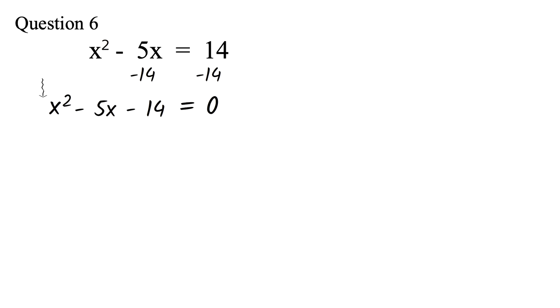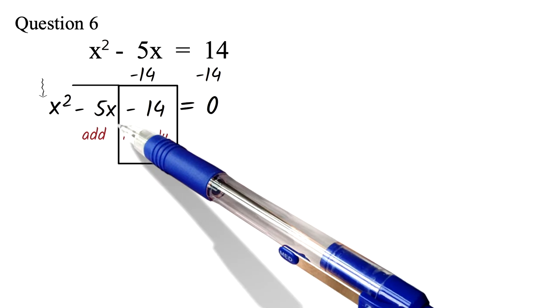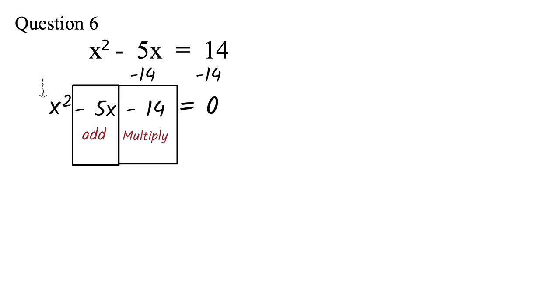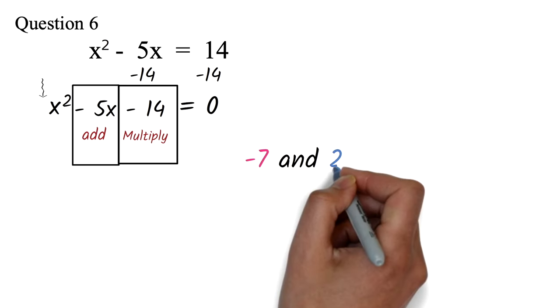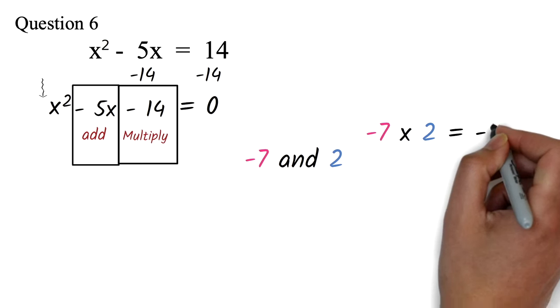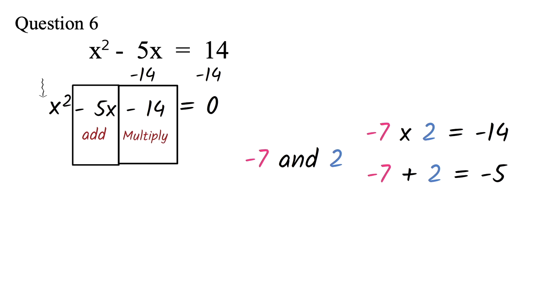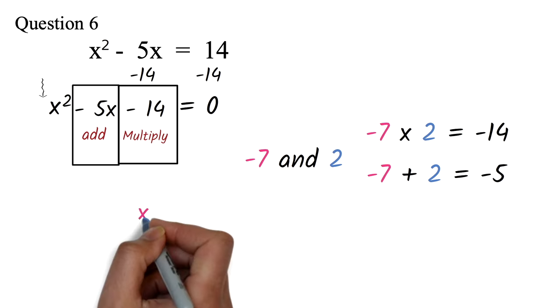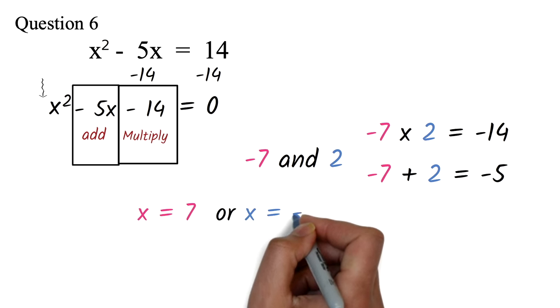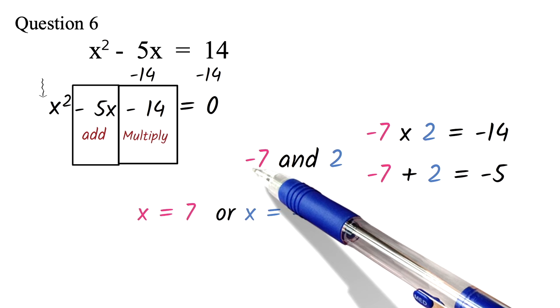We can see we have a trinomial with no number in front of the x squared. We find two numbers that multiply to get the constant negative 14. Those two numbers must also add to get the coefficient of the x, which is negative 5. The two numbers are negative 7 and positive 2. Negative 7 times 2 will be negative 14. Negative 7 plus 2 will be negative 5. We said in the previous question that, for this kind of questions, the x values will just be opposite the values you got. So here, x equals positive 7 or x equals negative 2. Since you got negative 7 and positive 2.